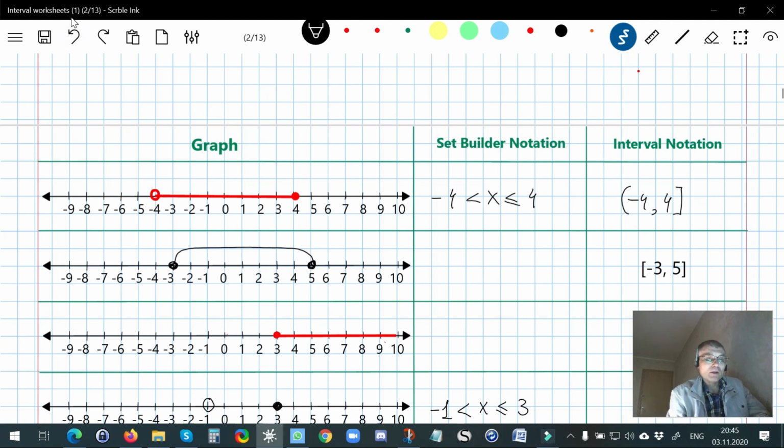And now I have to write set builder notation. It means that my x is, let me begin with the lower side, greater than or equal to -3, less than or equal to +5. This is it, we are good to go.